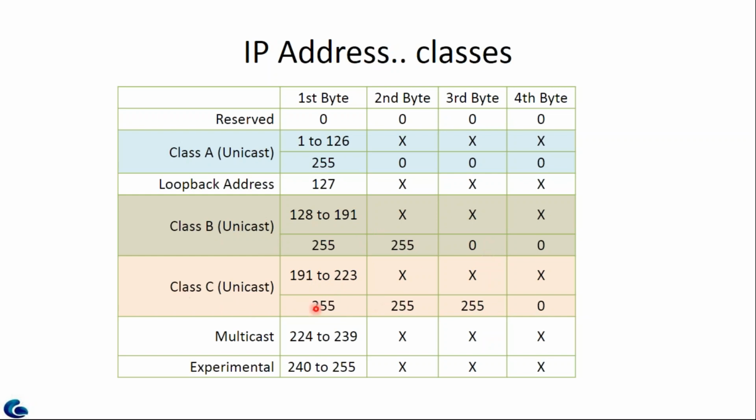Similarly, if it is class C, you can have more than 24 bits if you want to do subnetting, and the same applies to class A. What follows next are multicast addresses. A multicast address identifies certain groups, right?